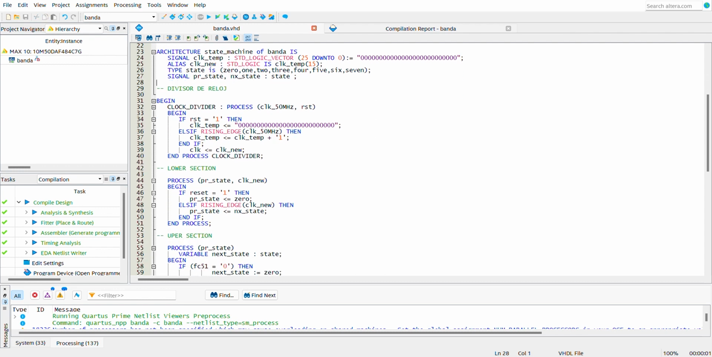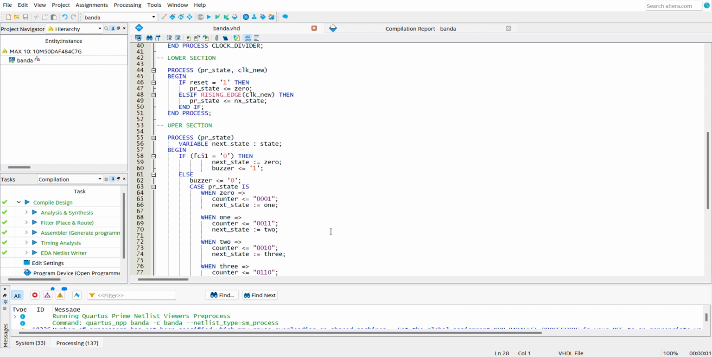Now, the lower section of this state machine is managed by a process that controls the state transitions. This process updates the current state, PR state, to the next state on the rising edge of the dividing clock signal. Unless the reset signal is high, if reset is high, the state machine resets to 0. This process ensures that the state transitions occur synchronously with the divided clock signal and can be reset as needed.